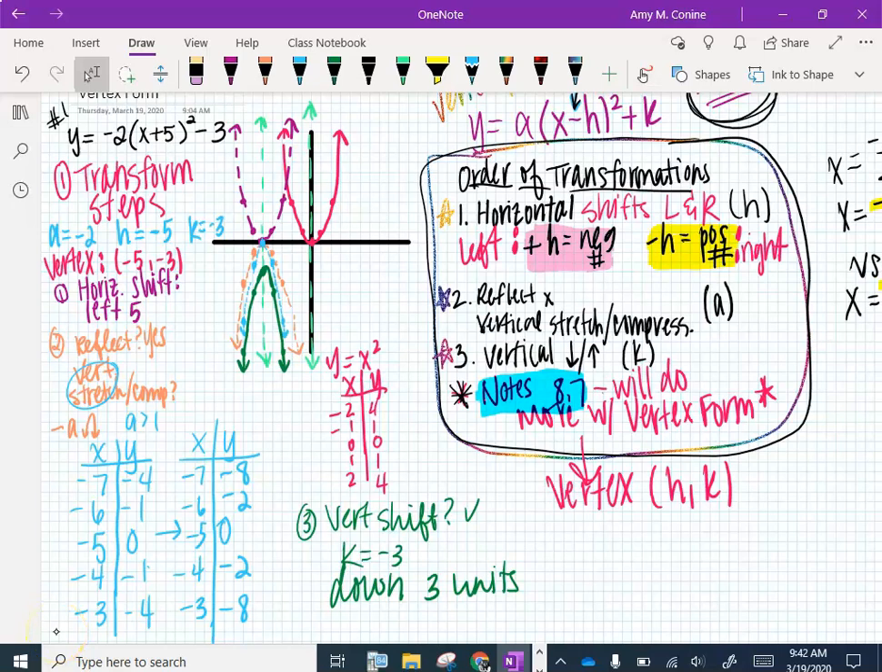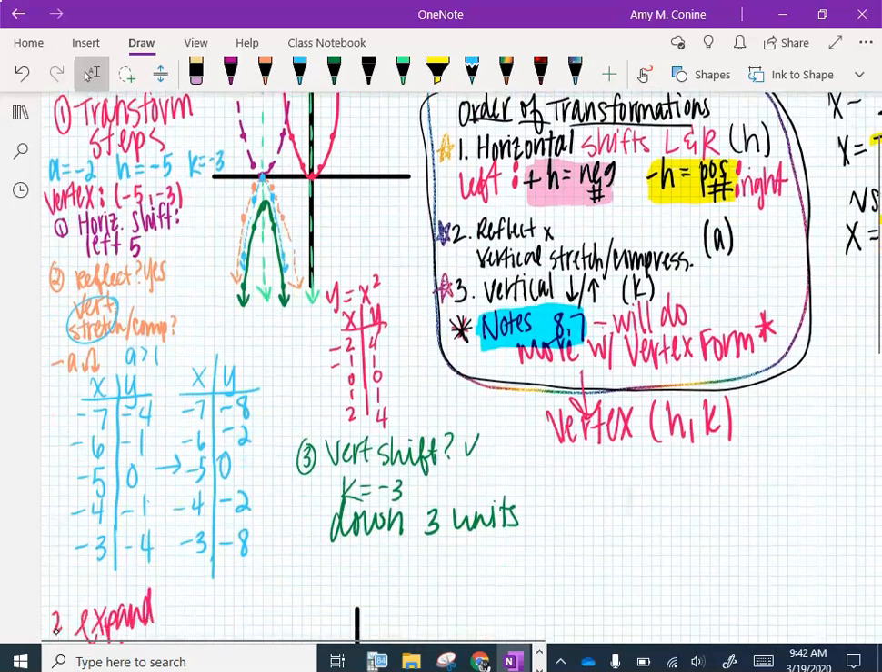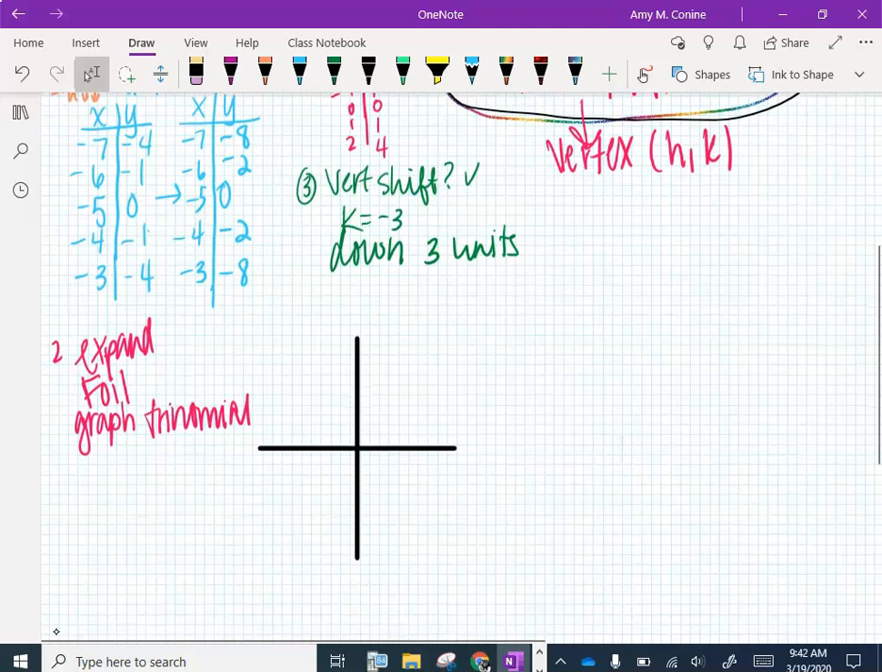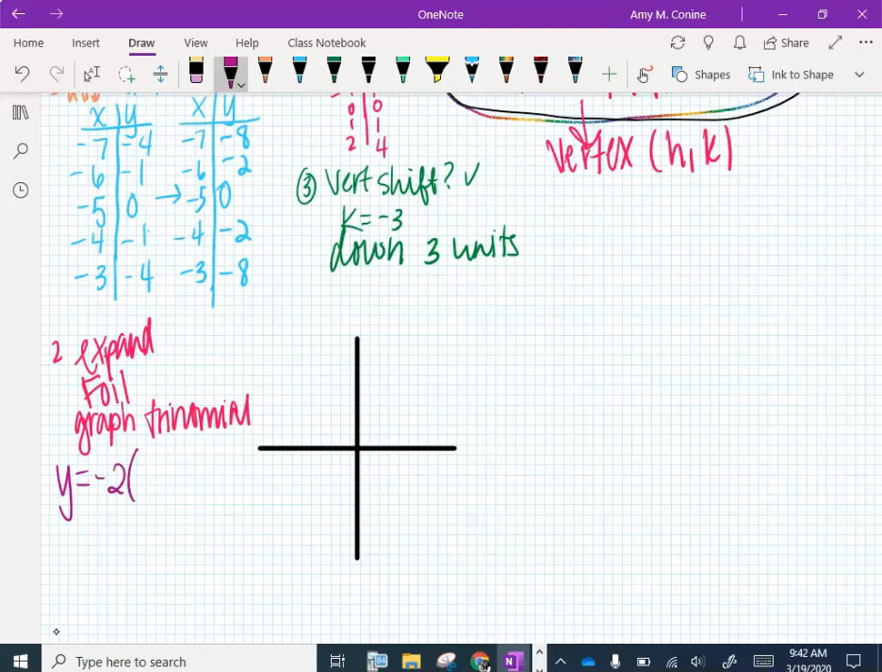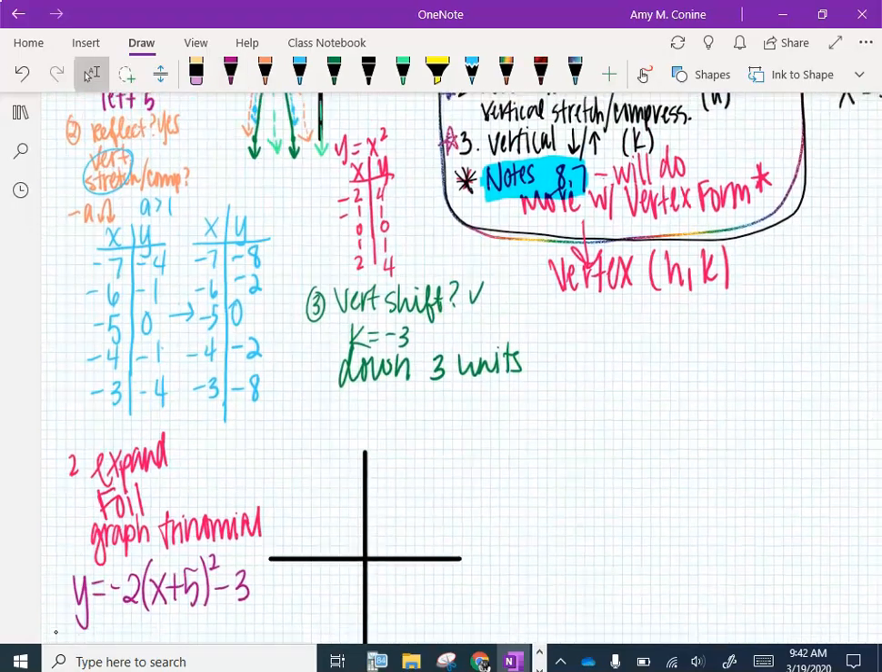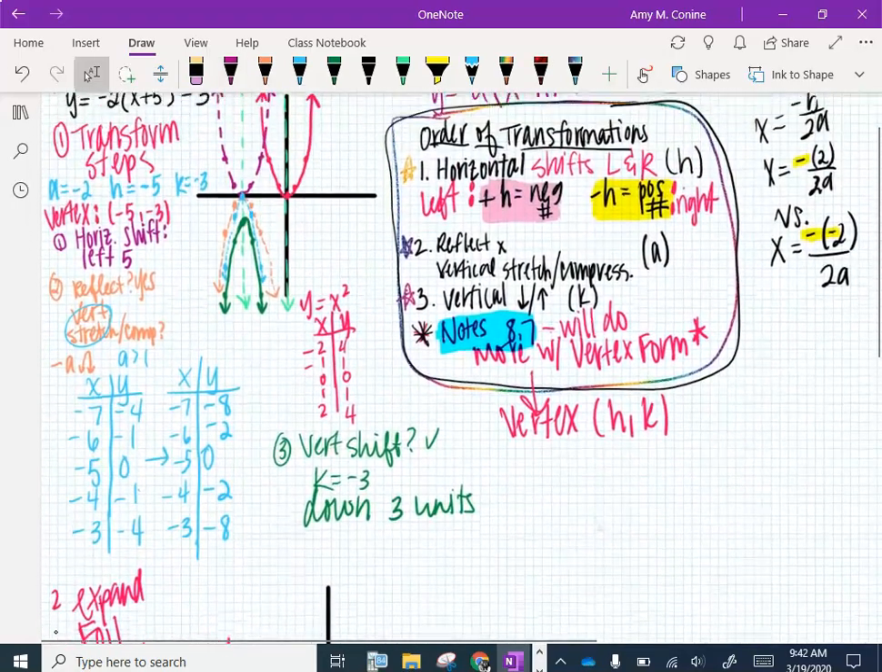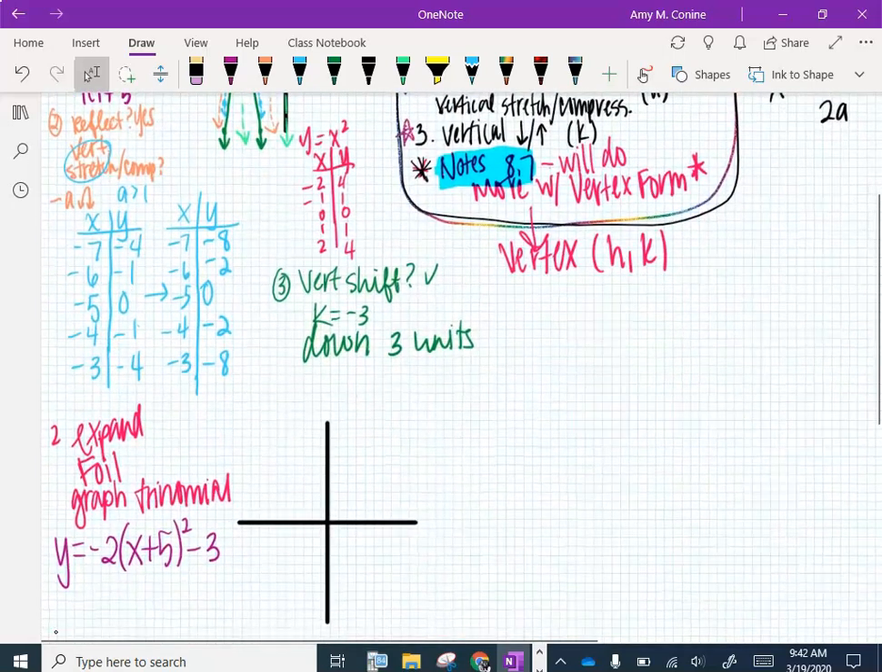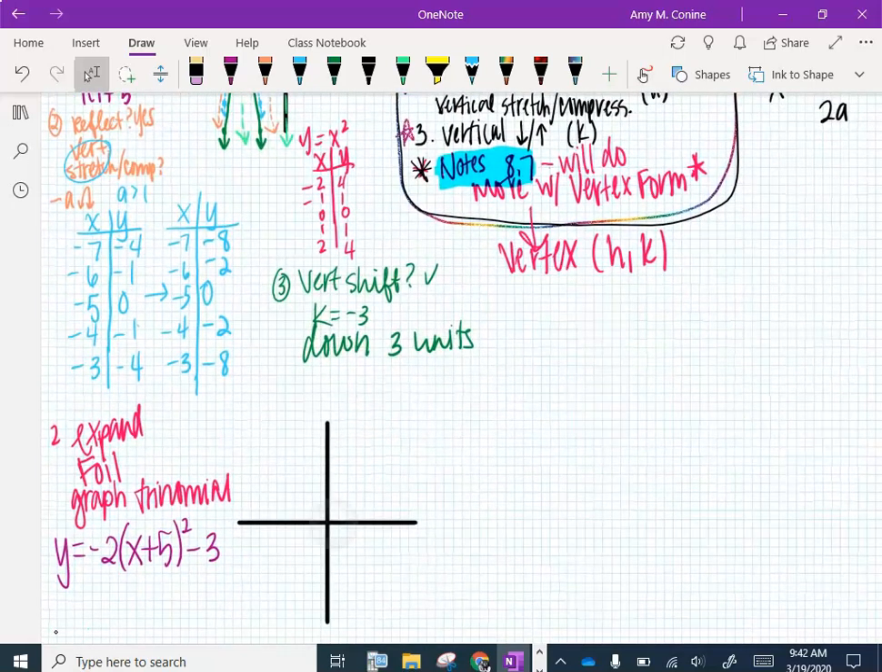So what I want to show you is how to do it with the normal graphing that we've done, not necessarily in vertex form. So I'm going to come down here. I'm going to write the one that we're working on because I want you to see that it is the same, that what we did wasn't just make up a whole bunch of stuff. Okay, so it should be the negative 2 (x plus 5) squared with the negative 3.